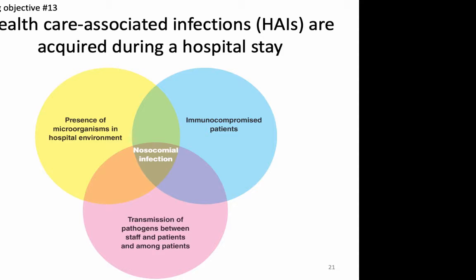So on this Venn diagram, we have 3 factors that contribute to HAIs, or nosocomial infections. First, there's a high presence of microorganisms in the hospital environment, so a lot of sick people and infectious disease, so there's a lot of microorganisms there. A lot of the patients are immunocompromised, meaning their immune systems are not functioning fully because they are sick with some other condition. And lastly, there is transmission of pathogens between staff and patients and among patients. So there's a lot of contact of healthcare workers moving from room to room and patients being transferred. So this can mean that pathogens from one patient can travel to another patient.